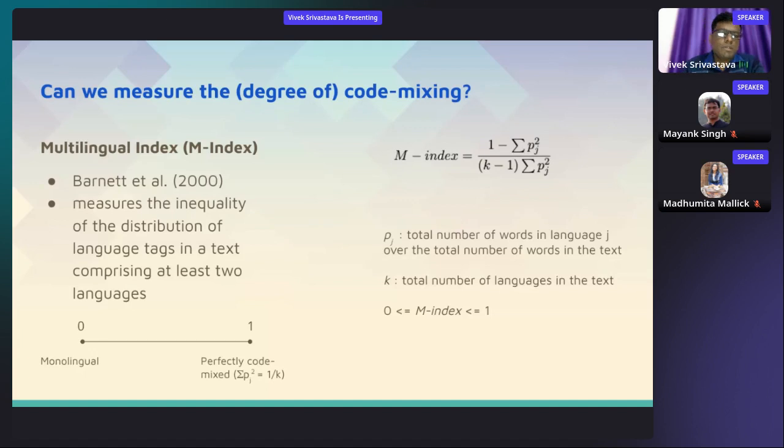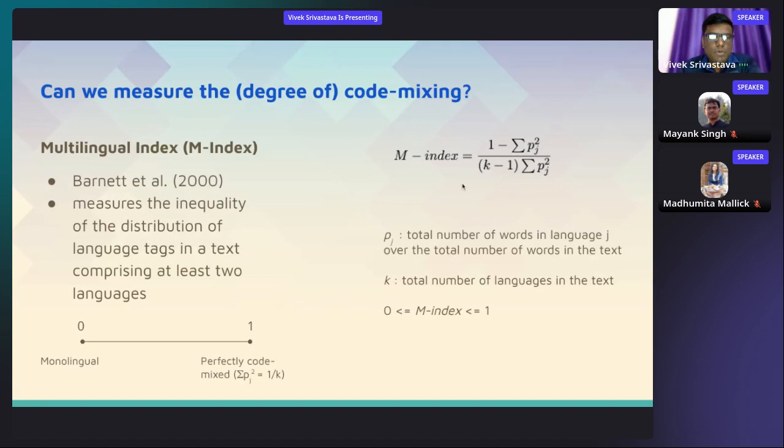Let's see another metric. Let's see the second metric that we have listed now, which is the multilingual index, which measures the inequality of distribution of language tags. So how unequally the language tags are distributed in the text, we will see that. The formulation is again as given here. There are 2 things here. First one is PJ, which is the probability of seeing a word in a language J over the total number of words in the text. K is again the total number of languages in the text. We can have more than 2 languages here.